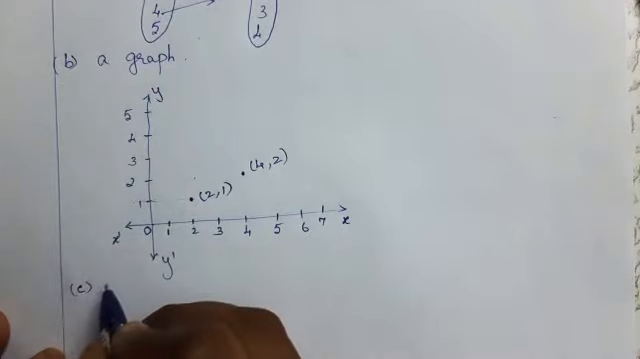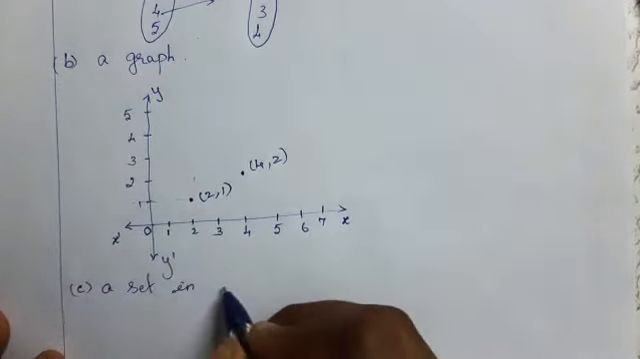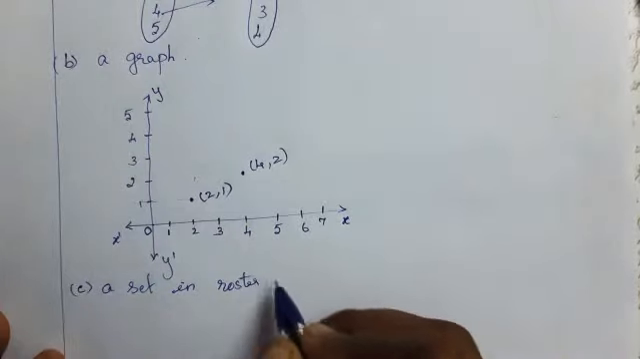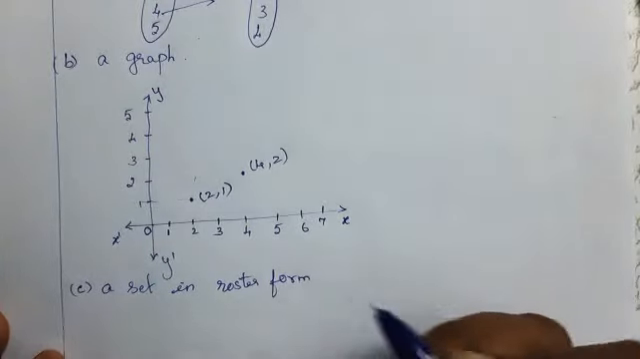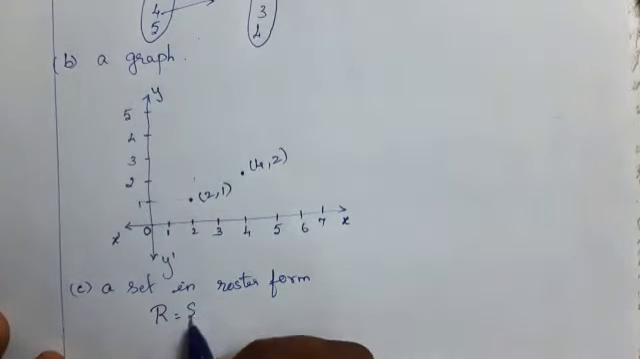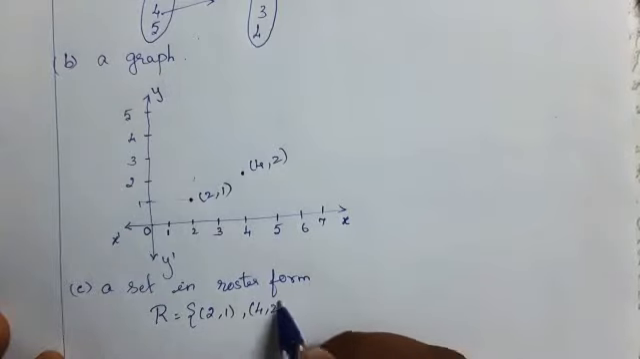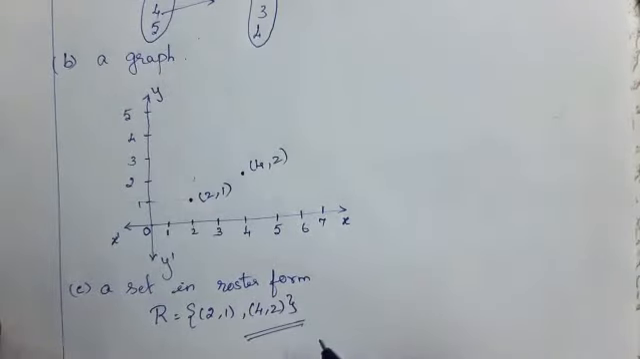Then third one, that is roster form. A set in roster form. Already finished. That is, capital R is equal to, inside the set, write 2, 1 and 4, 2. That's all. Now do the second part.